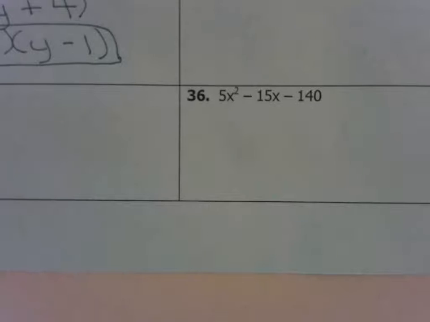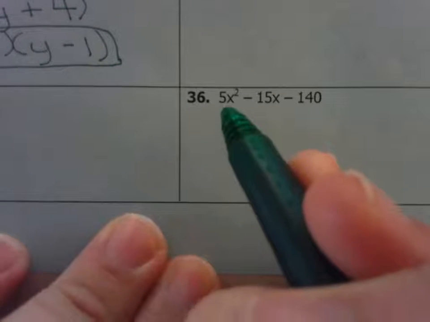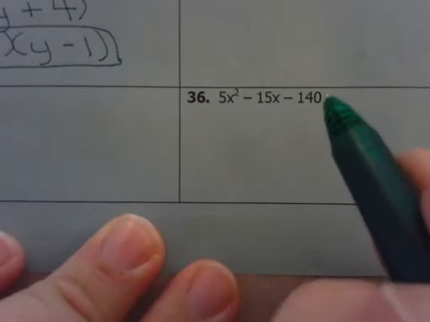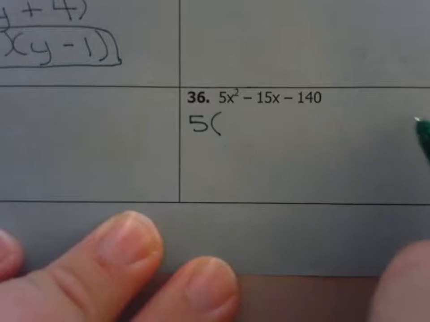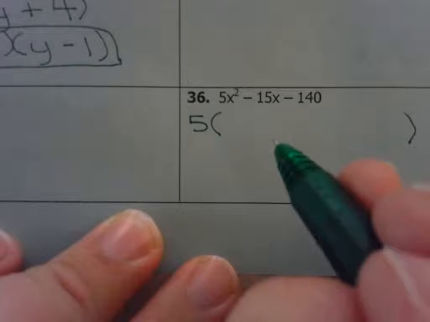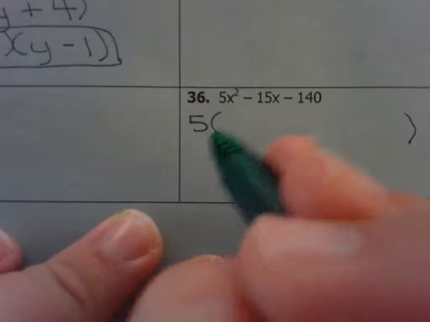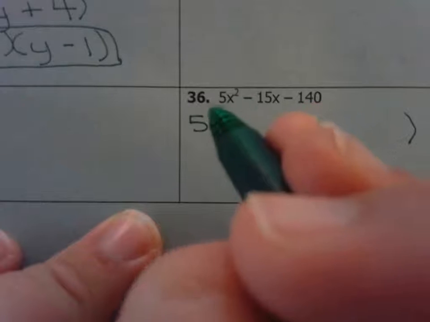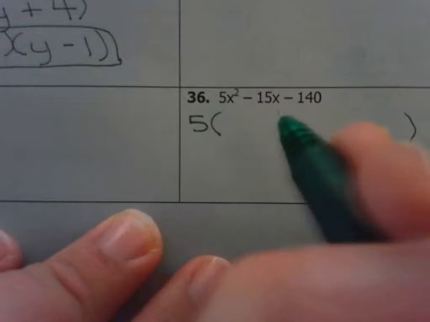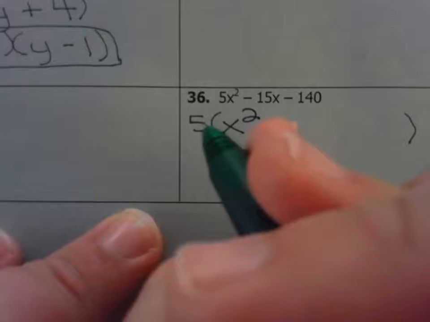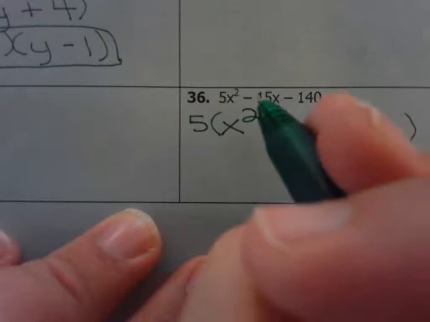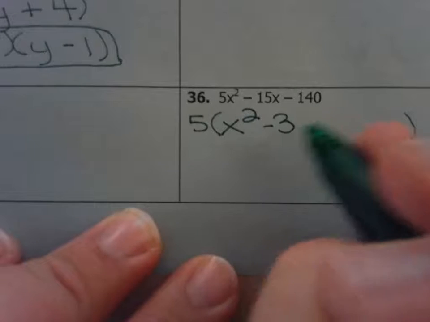Your first thought on this would be, oh crap, there's a 5 in front. However, always look for a GCF. What's the GCF of 5, 15, and 140? 5. Okay, now, listen up. I started with 5x squared. I took out a 5. What is left? x squared. 5 times what gives me negative 15? Negative 3x.